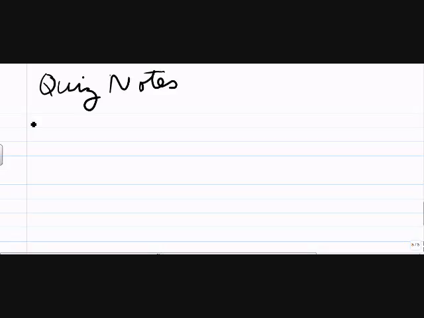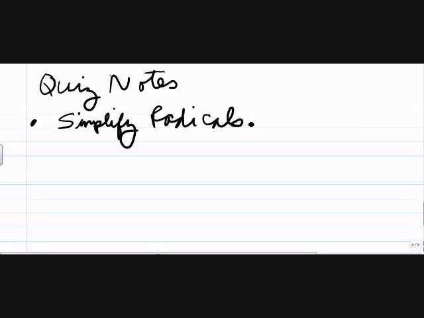All right. So you need to be able to do about 1, 2, 3, 4 things for the quiz. This is all. Simplify radicals. Will you stop, please? Okay. For example, simplify the cube root of 27 times x to the 4th.